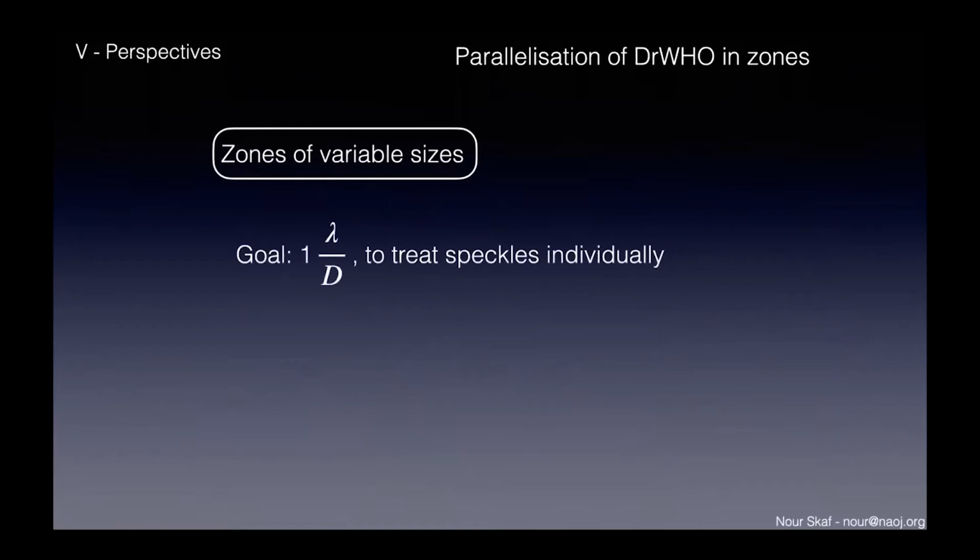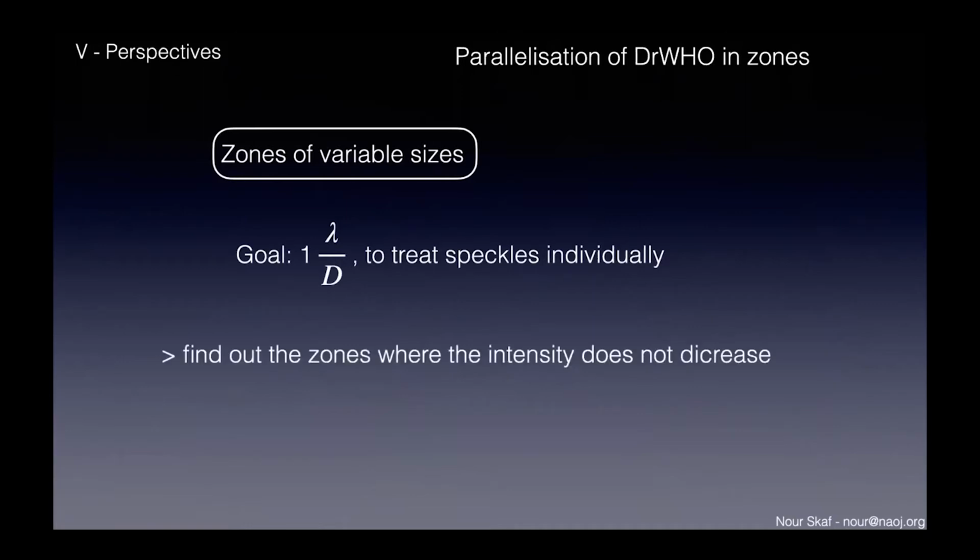So the whole point is to basically get zones of variable sizes. The goal is to go below 1 lambda over D to treat speckles individually and find out the zones where the intensity does not decrease, and eventually conclude whether it's a speckle or possibly a companion.